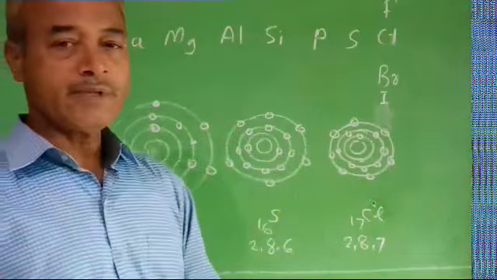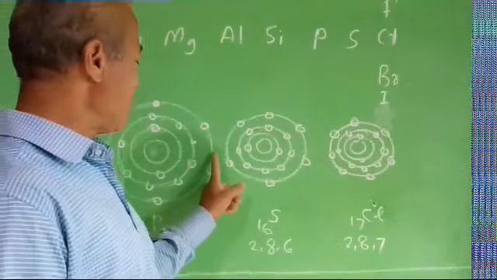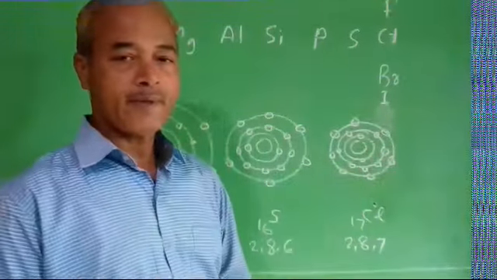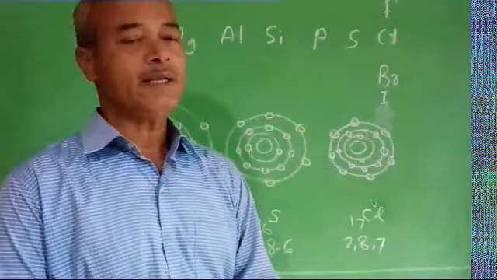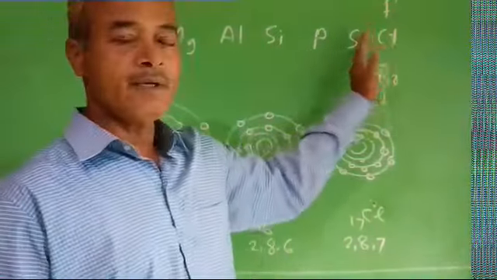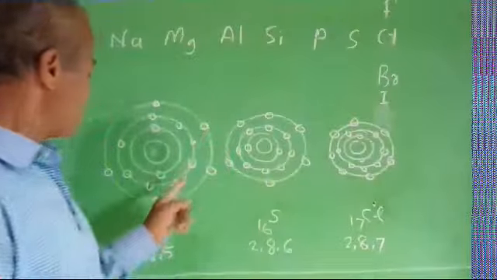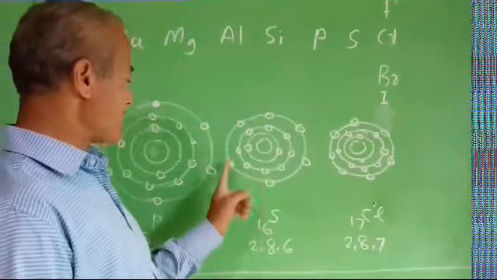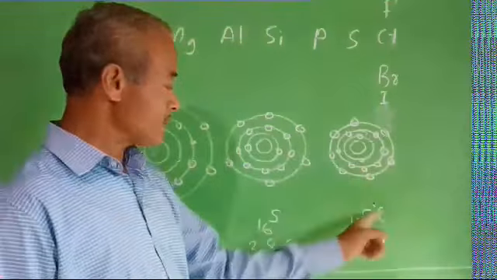If you look at these figures, you will find all of them have three cells: K cell, L cell, M cell. All of them have three cells. But the number of valence electrons in them is not same. As we go from left to right, the number of valence electrons is increasing. Phosphorus has 5 valence electrons, sulfur has 6 valence electrons, fluorine has 7 valence electrons.